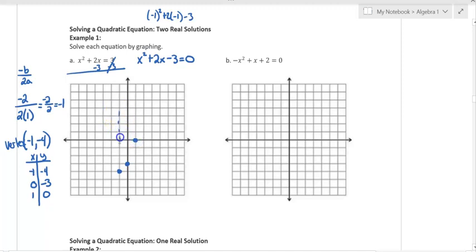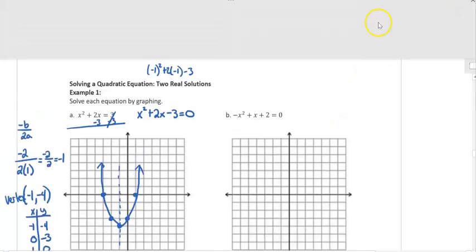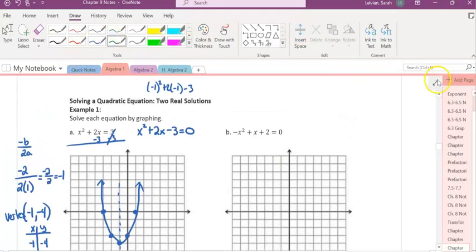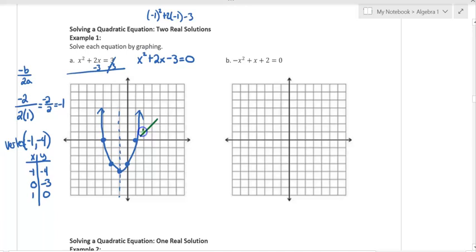Remember, we did this back in the previous chapter. And remember how you can draw on your axis of symmetry and just reflect your points over. All right, so this is your graph. The solutions to your graph are the x-intercepts. So right here, x equals 1, and right here, x equals negative 3. Those are your two solutions.